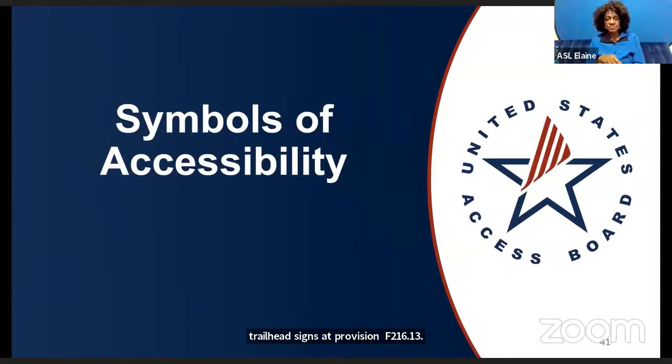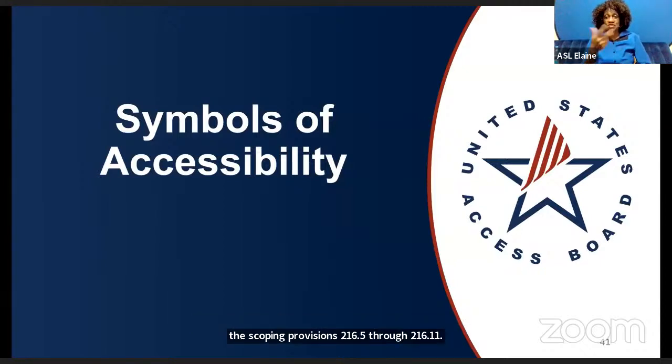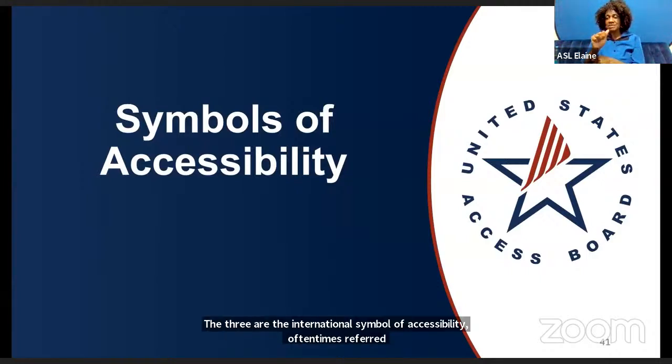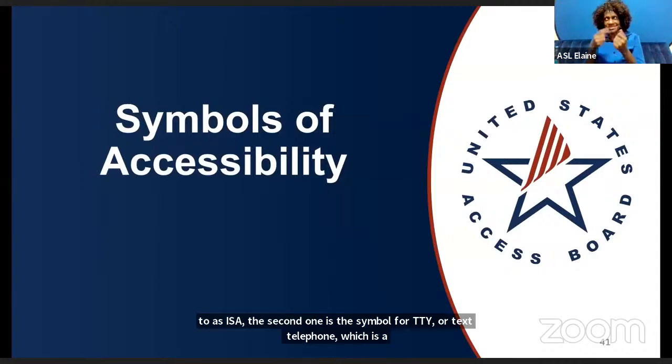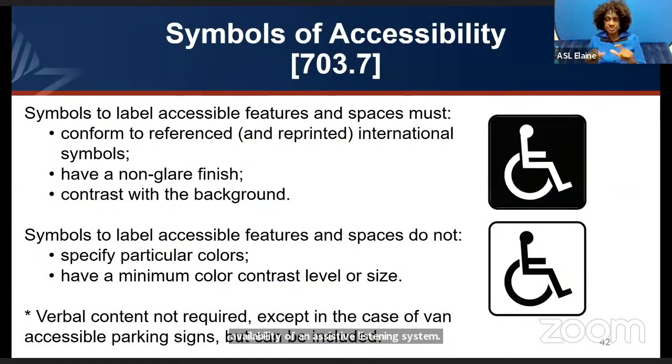Now, onto symbols of accessibility. I'm going to cover 3 required accessibility symbols as addressed in the scoping provisions 216.5 through 216.11. The 3 are the International Symbol of Accessibility, oftentimes referred to as ISA. The second one is the symbol for TTY, or text telephone, which is a phone assistive device for people with hearing or speech impairments. And the third one is the symbol for access for hearing loss, which indicates availability of an assistive listening system. Go on to the next slide, please, which is slide 42.